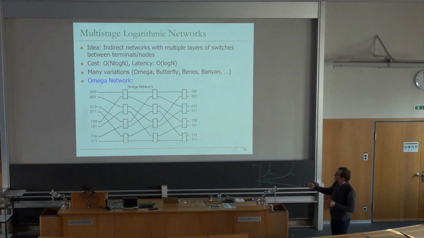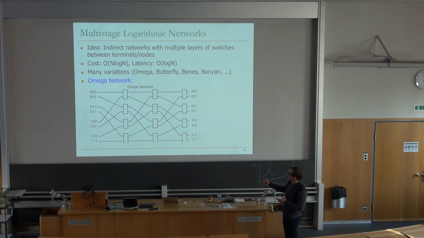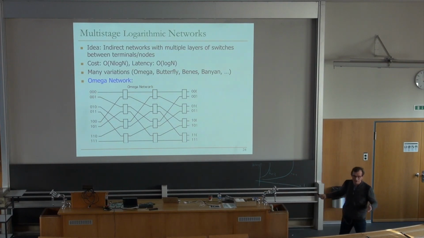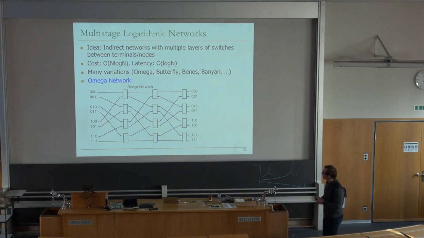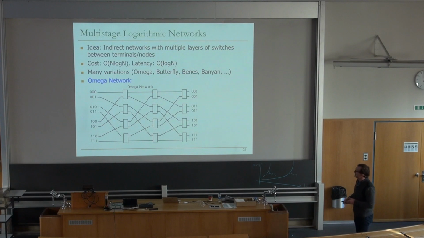Basically, you have 3 stages because you have 8 nodes over here. And the cost is basically log n stages times n switches or endpoints in each. That's the idea. Simple, right? And we're going to see some examples of this.